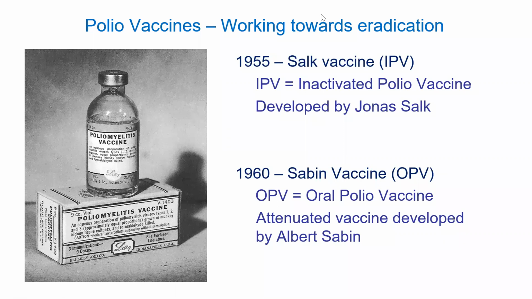So the Salk vaccine, also known as the inactivated polio vaccine, is exactly that. It is a virus that is killed by formaldehyde. And the oral polio vaccine is actually an attenuated, weakened live vaccine developed by Albert Sabin.